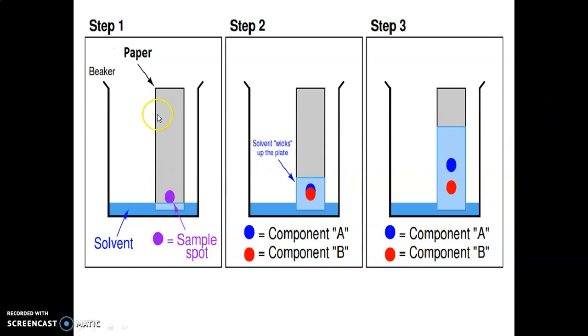Okay, first we are taking high quality paper. We draw a line at 2 centimeters from the bottom of the paper. Then we spot the sample. Then we place this paper in the beaker. This beaker contains solvent. This solvent will act as the mobile phase. Then this solvent undergoes interaction with the sample. After a certain time, different spots appear on the paper. Different spots mean different compounds. The sample contains two compounds, that is A and B. By using a UV chamber or iodine chamber we can see these spots. Okay, thank you.